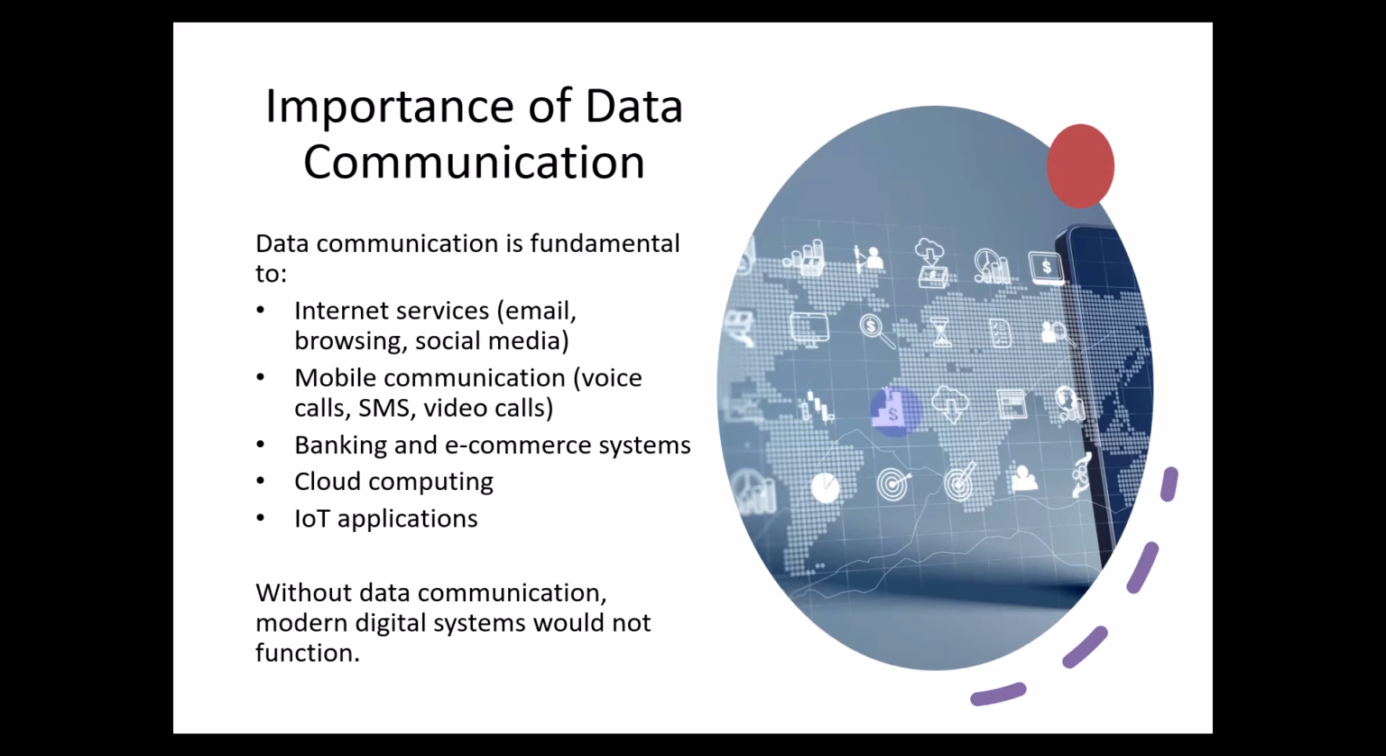And in all these things that I've mentioned here, data communication happens. So this is the basic reason why data communication is important. And then you should understand some basic things about how data is transferred from one point to the other. So without data communication, modern digital systems will not function. If we don't have data communications, our data systems don't work, and then there is no form of communication between devices.